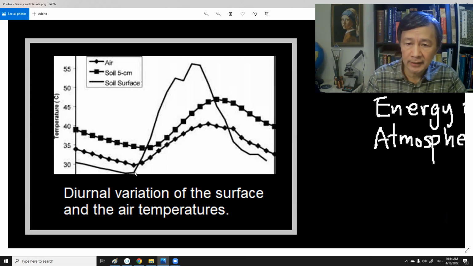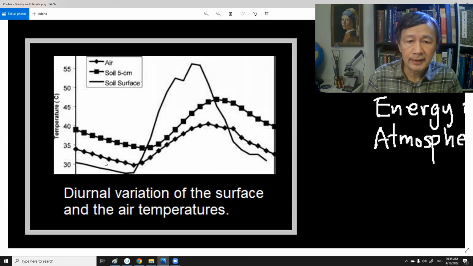So this is a sunrise, and this is the morning, and this is noon, probably around 1 or 2 p.m. And this is afternoon, and this is a sunset. So the surface temperature decreases dramatically after sunset. By way of contrast, the variation of the air temperature near the surface is a little bit mild. See? So this diamond dot represents the air temperature.